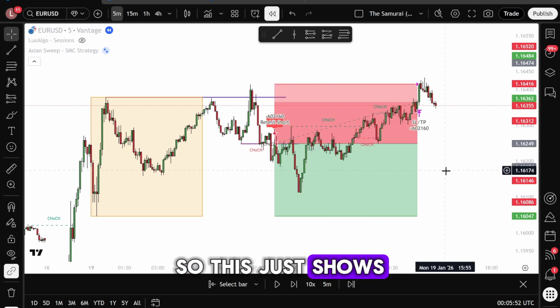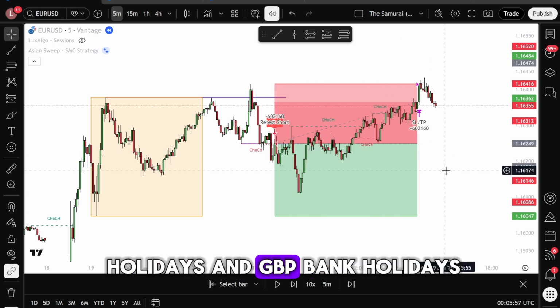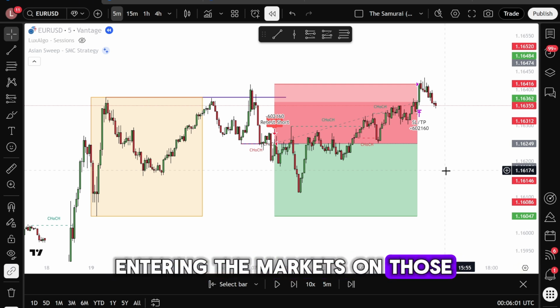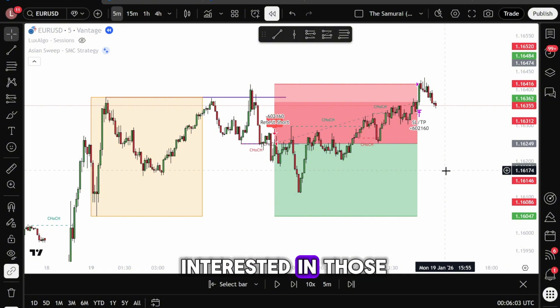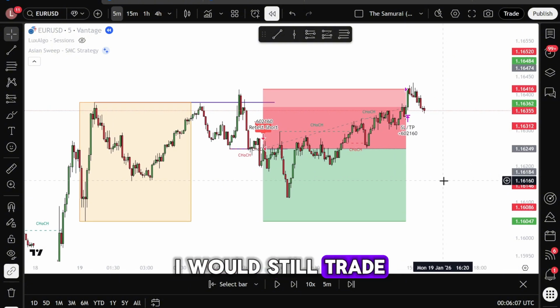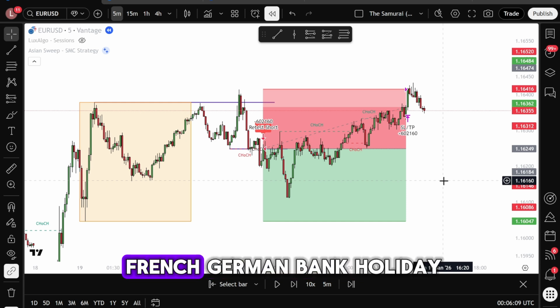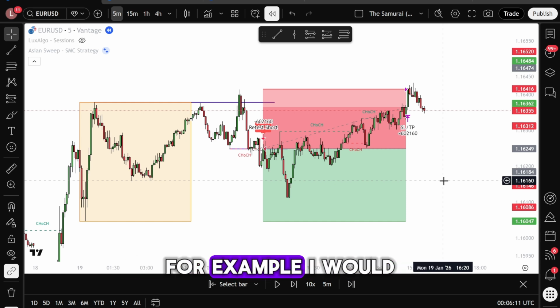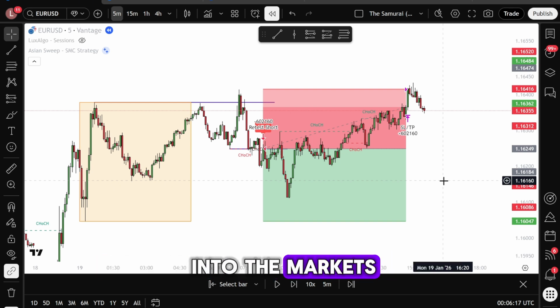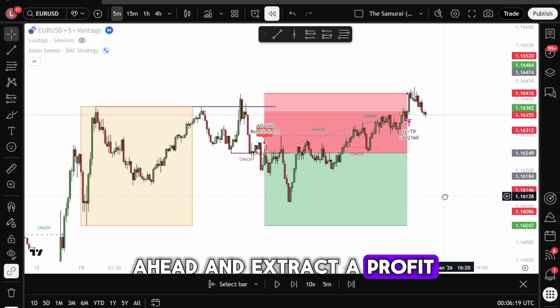So this just shows you that you have a decrease in volume on the US bank holidays and pound bank holidays. If I'm trading these pairs, I don't want to be entering the markets on those. The reason why I'm interested in those over other bank holidays, and the reason why I would still trade an Italian bank holiday, a French or German bank holiday, for example, is because they don't bring that large institutional volume and money into the markets for me to go ahead and extract a profit.